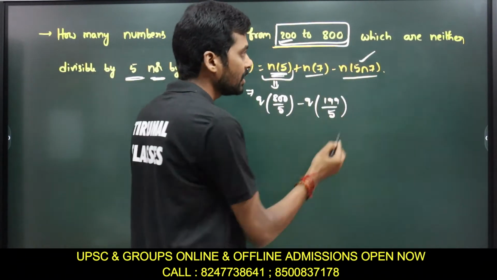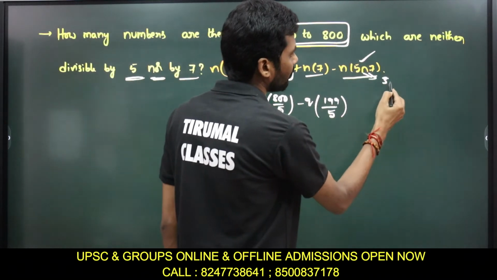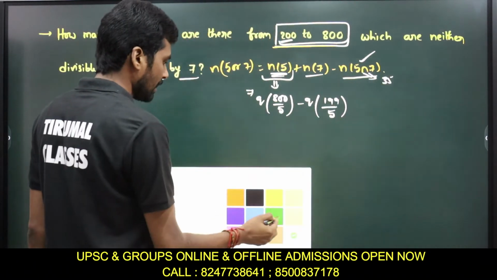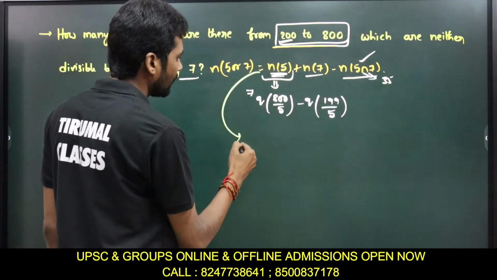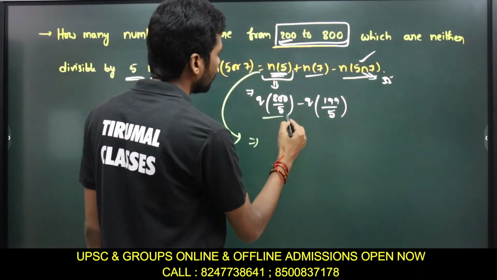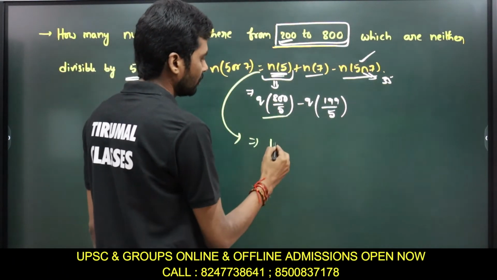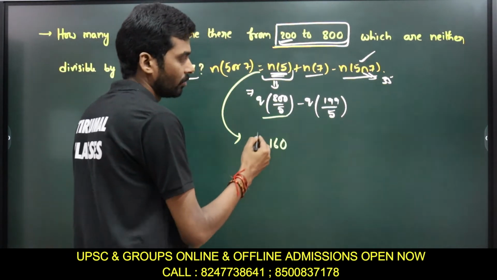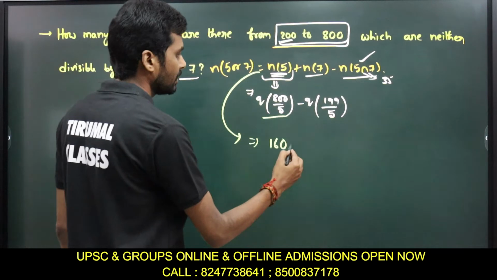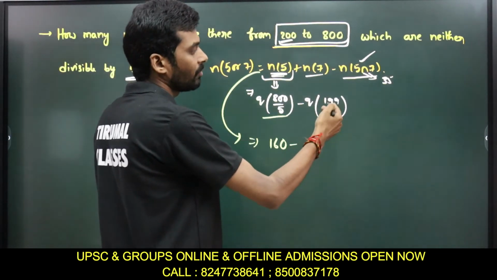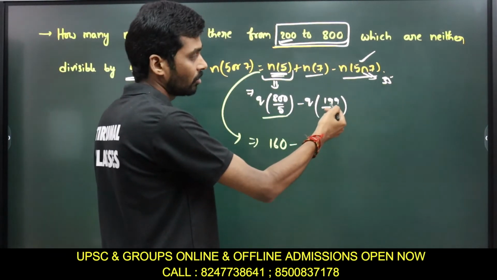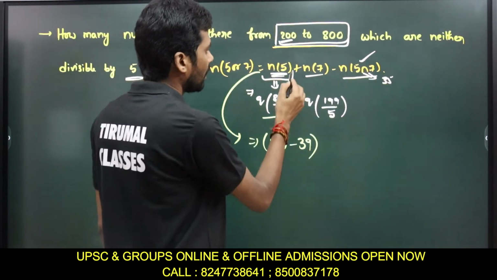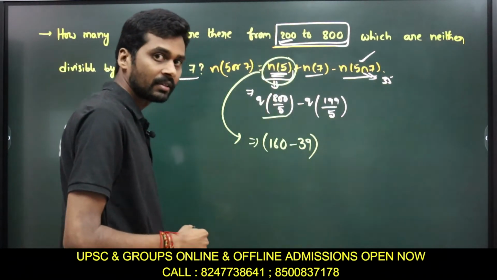Similarly I will do it for 7, and similarly for 5 and 7. 5 and 7 means the LCM is 35. Now I will directly write these values. n of 5 is: 800 by 5 gives 160, 5 times 40 is 200. And 199 by 5 gives 39. So n of 5 is 160 minus 39.